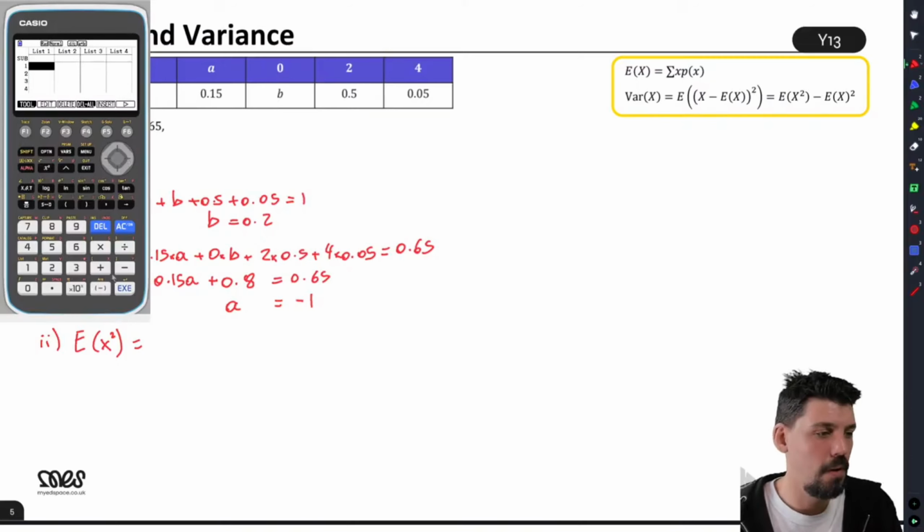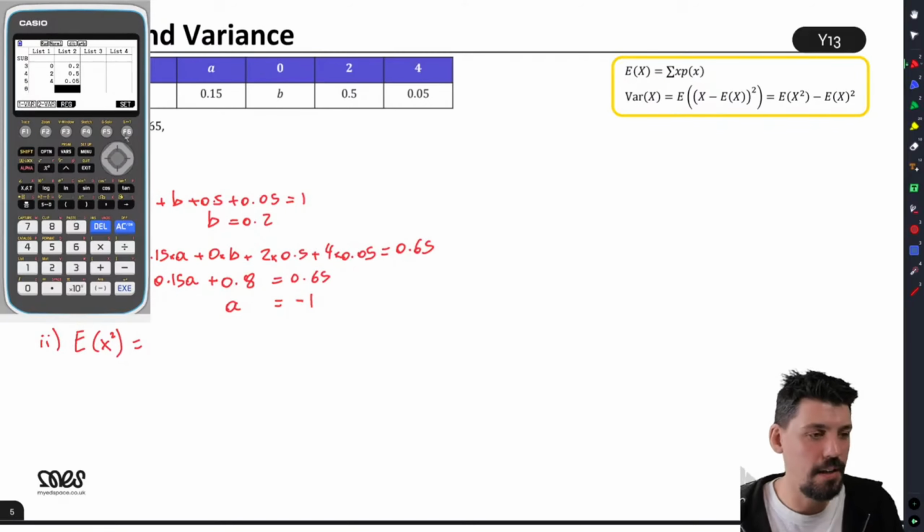Basically, if we treat this as a frequency table, so minus 4, we said a was minus 1, we got 0, we got 2, we got 4, and we go put in our probabilities of 0.1. So if we put the probabilities as our frequencies, 0.15, b is 0.2, 0.5, 0.05. Right.